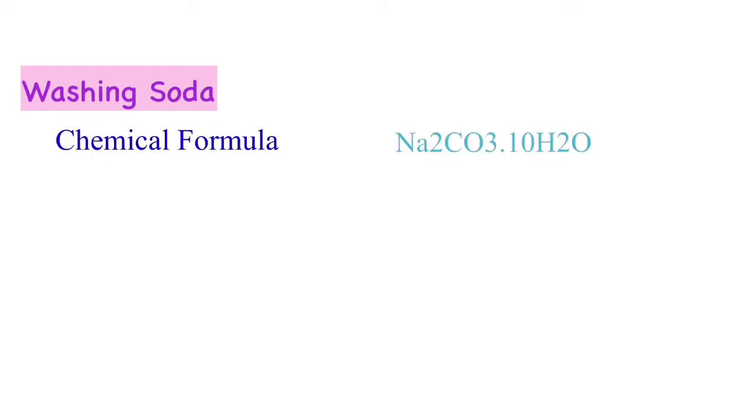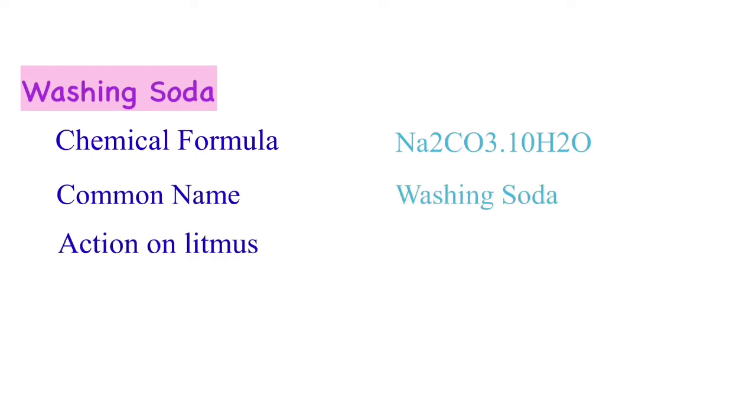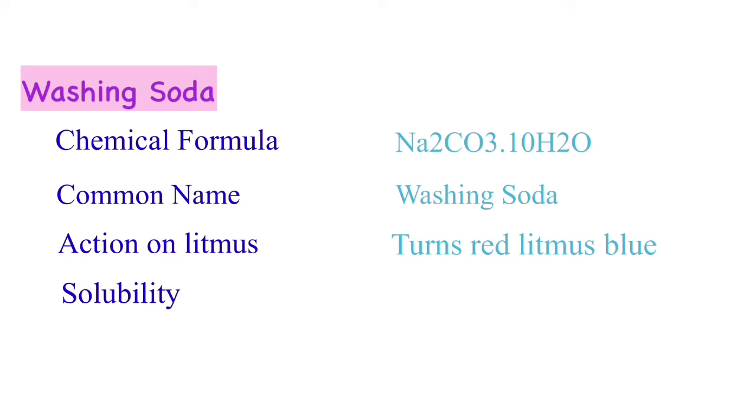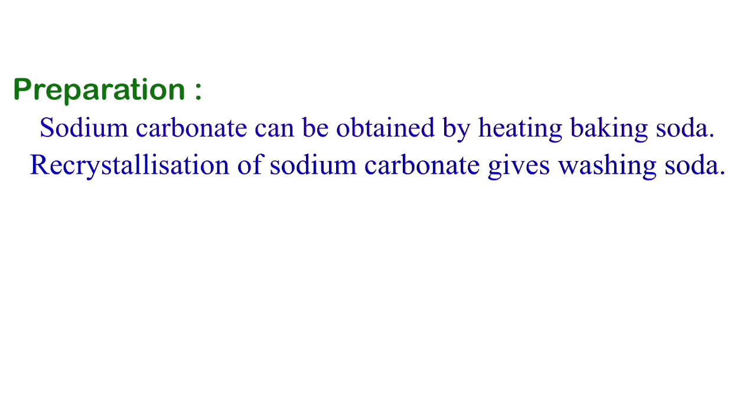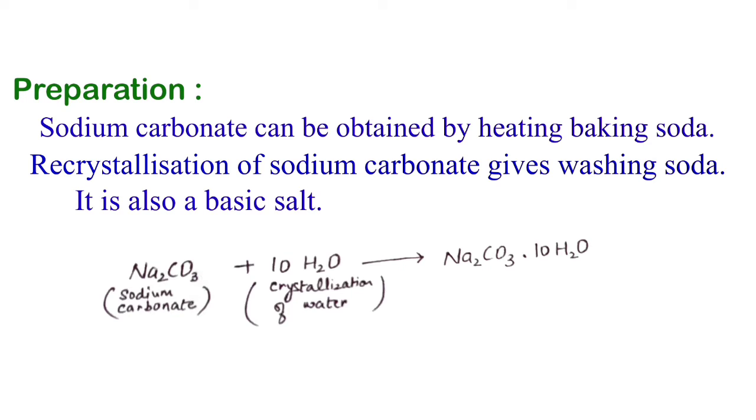Next, we will discuss washing soda. The chemical formula is Na2CO3·10H2O. Its common name is washing soda. It turns red litmus blue and it is sparingly soluble in water, thus a weak base. Now, how do we prepare washing soda? Sodium carbonate can be obtained by heating baking soda, and recrystallization of sodium carbonate in turn gives washing soda. It is also a basic salt.